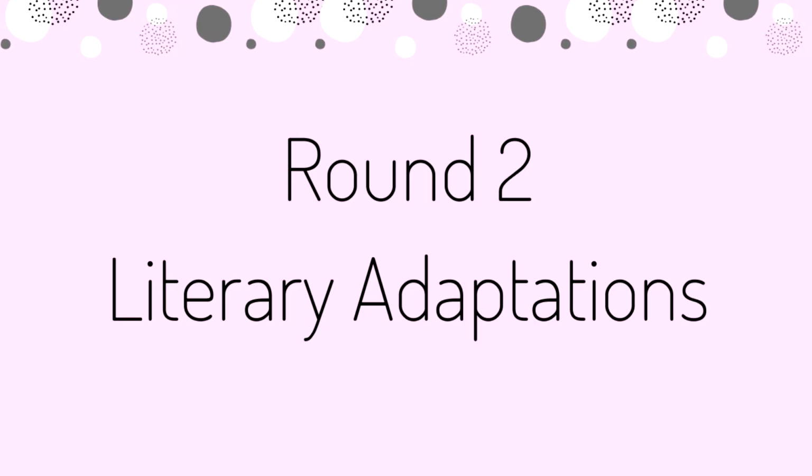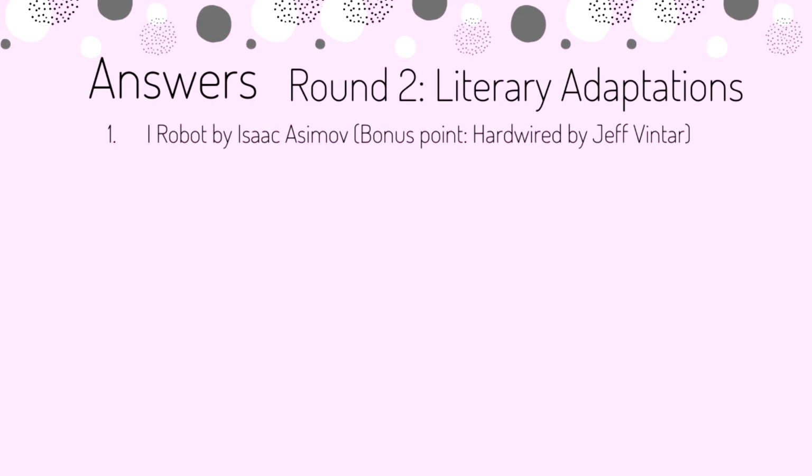So round 2 was literary adaptations. I asked you, what book was this movie adapted from? I was looking for the original title of the book that the movie had been adapted from. Number 1, that was I, Robot by Isaac Asimov. You do get a bonus point if you put down Hardwired, which was a screen story by Jeff Vintar that was also an inspiration for this movie with Will Smith. Hooray! Number 2, that was The Hunger Games by Suzanne Collins.